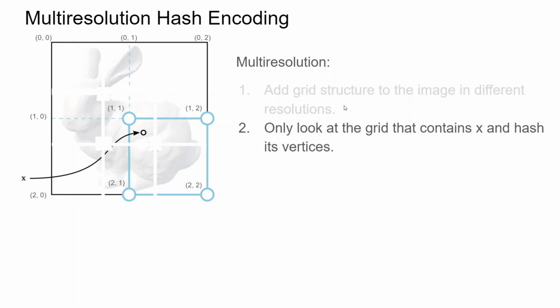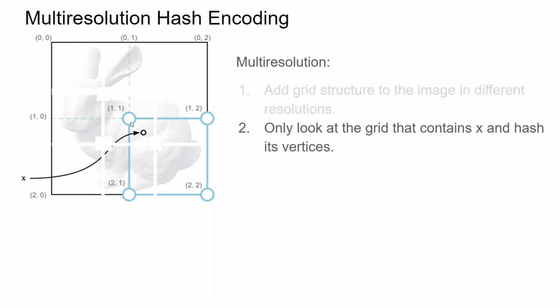So then for the second step, for simplicity, let's just take a look at the 2x2 grid, since the operations are the same for all resolutions. The second step is to only look at the corners of the grid that contains your input and hash it. In this example, the corners of the grid that contains input x are these 4.